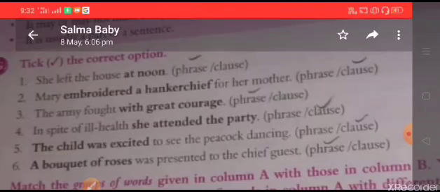And in spite of ill health, she attended the party. She attended the party is a clause. In fifth, the child was excited. It is a clause. And in sixth, a bouquet of roses. It is a phrase.